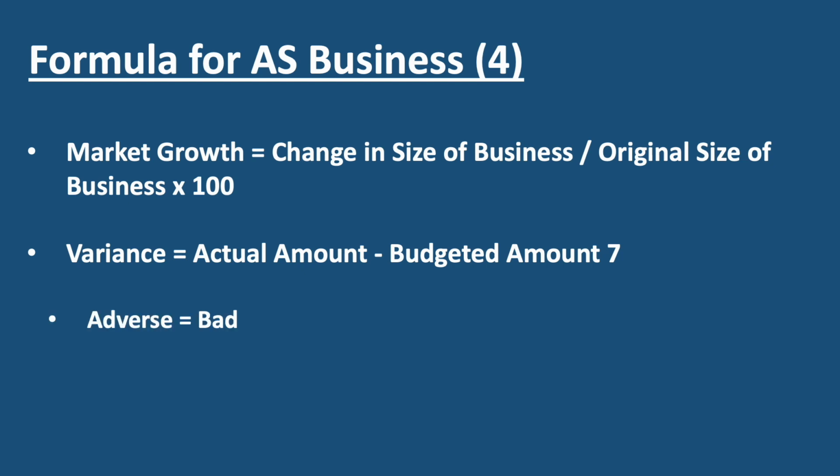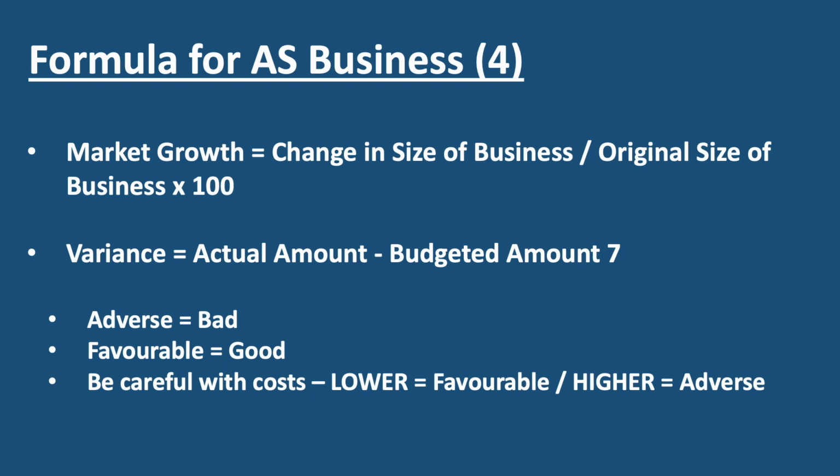Ignore that 7 there. Adverse, of course, is bad. Favourable is good. Be careful with costs in variance questions. Lower equals favourable. Higher equals adverse when you're dealing with costs. It's the other way around there.